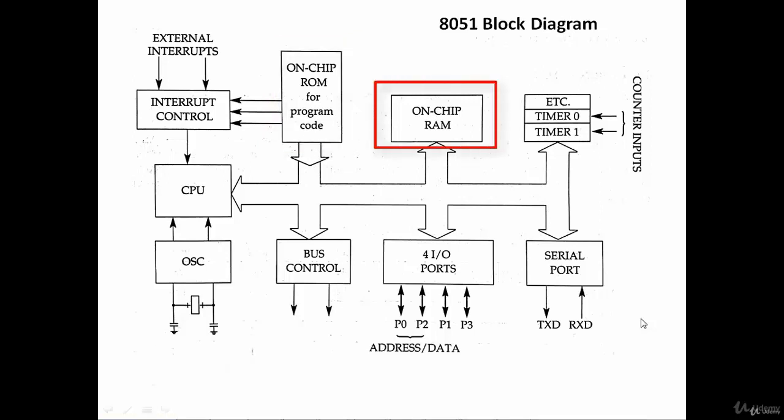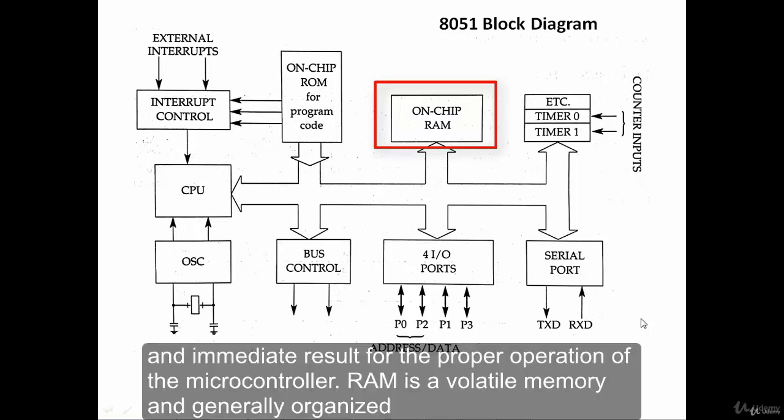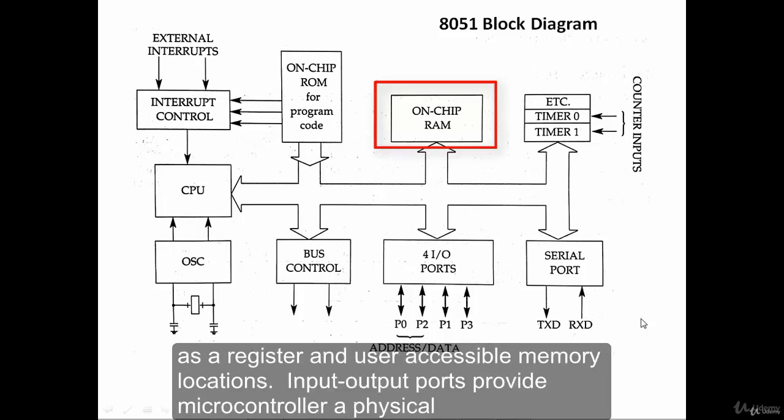Data memory, also known as random access memory or RAM, is responsible for storing the values of variables, temporary data, and immediate results for the proper operation of the microcontroller. RAM is a volatile memory and is generally organized as registers and user-accessible memory locations.